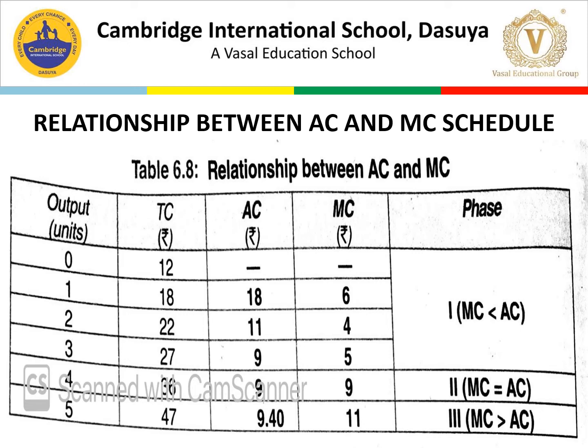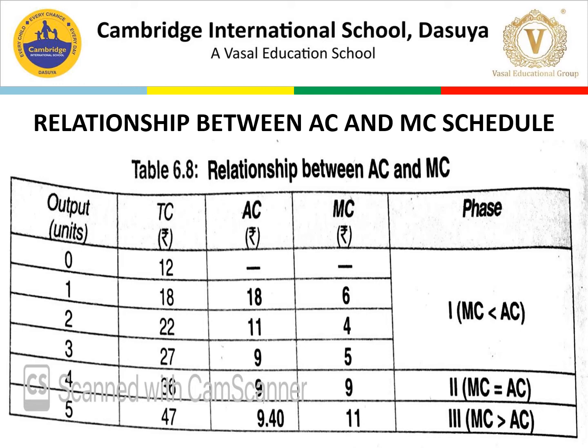Fine. Now next is 18 divided by 1, it will be 18, and 22 divided by 2 it will be 11, then 27 divided by 3 it will be 9, then 36 divided by 4 it will be 9, then 47 divided by 5 it will be 9.40. So this is how we are calculating AC. Now for MC we need to just see TC. We need not to see the output units. So see where the first value is 12, and before that there is no value, so we are not able to find the first for 0 unit.